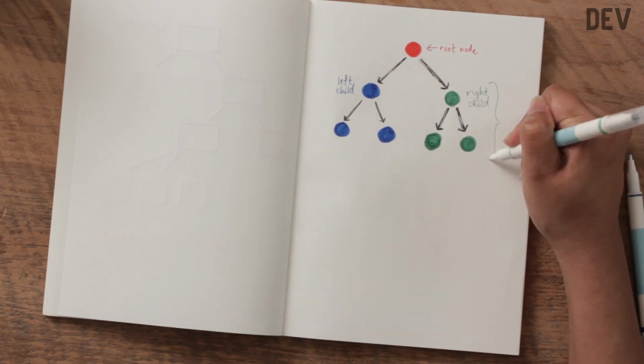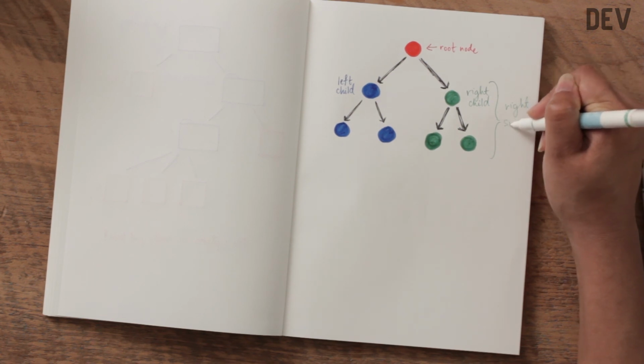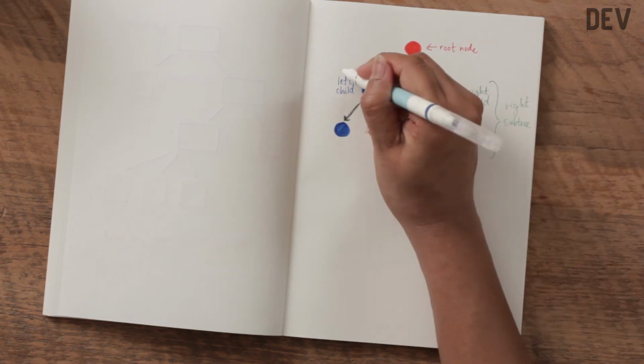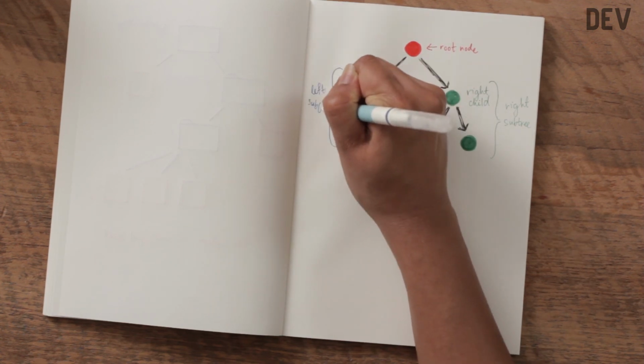We can refer to this as the right subtree. Similarly, we can refer to the entire tree of the left child node as the left subtree. As a rule, every binary tree will contain these two subtrees within it, a left subtree and a right subtree. So now we know the two halves that make a binary search tree.